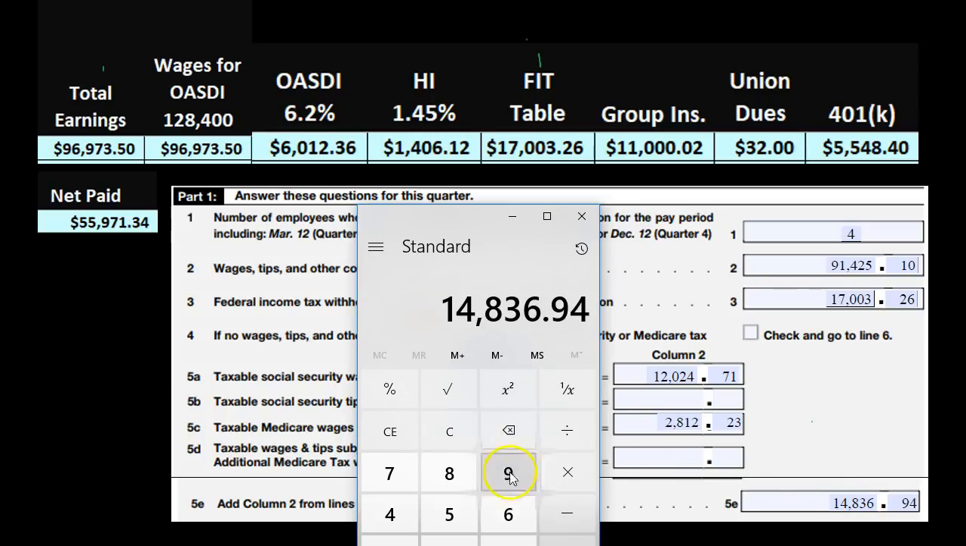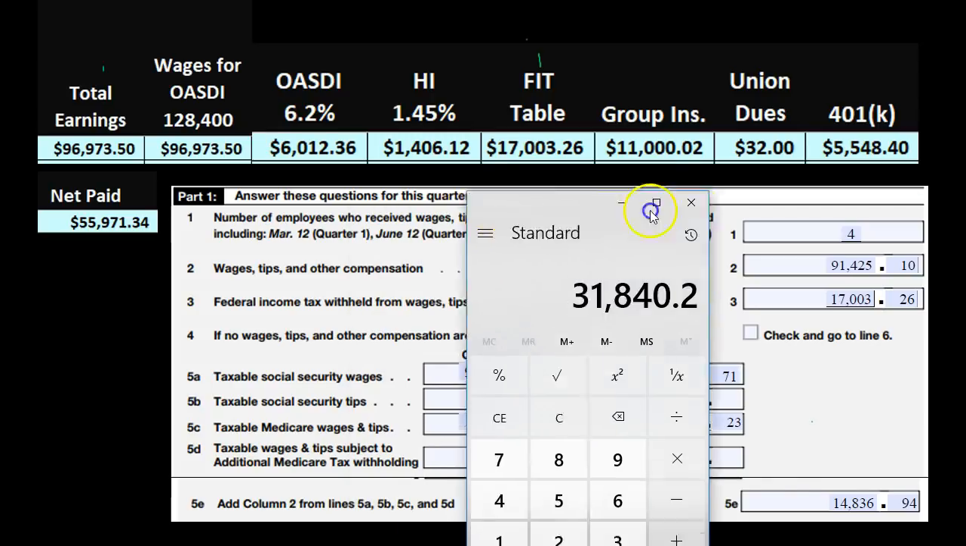So if we add that number plus the federal FIT, federal income tax, which is 17,003.26, the 31,840.20 is going to be the total taxes that we're going to owe for FIT, Social Security, Medicare. Now we already paid them. I shouldn't say what we owe. That's going to be the liability related to this quarter.